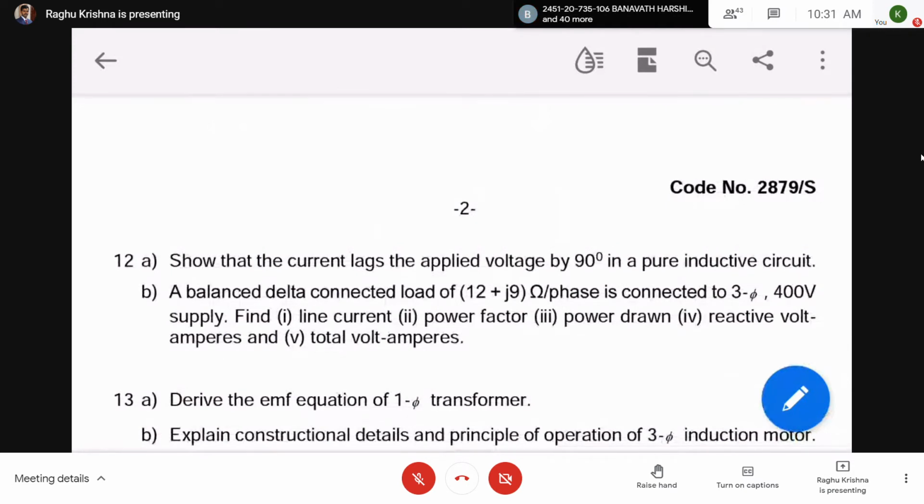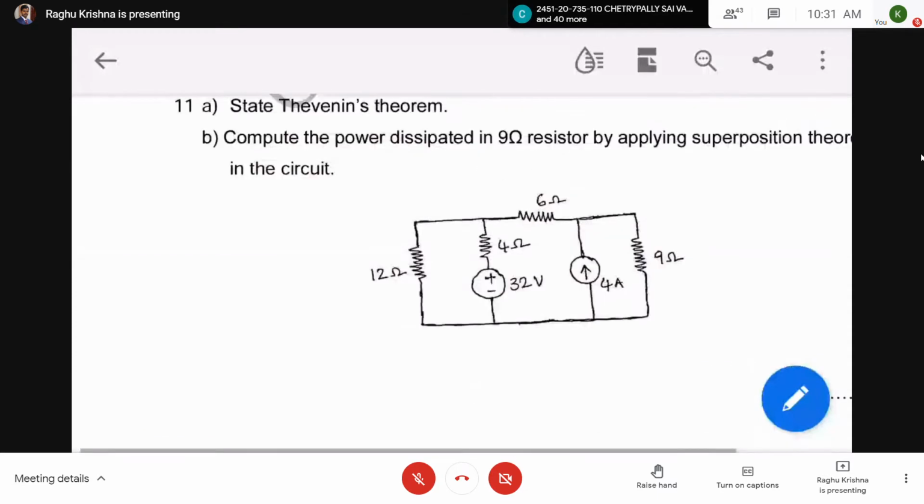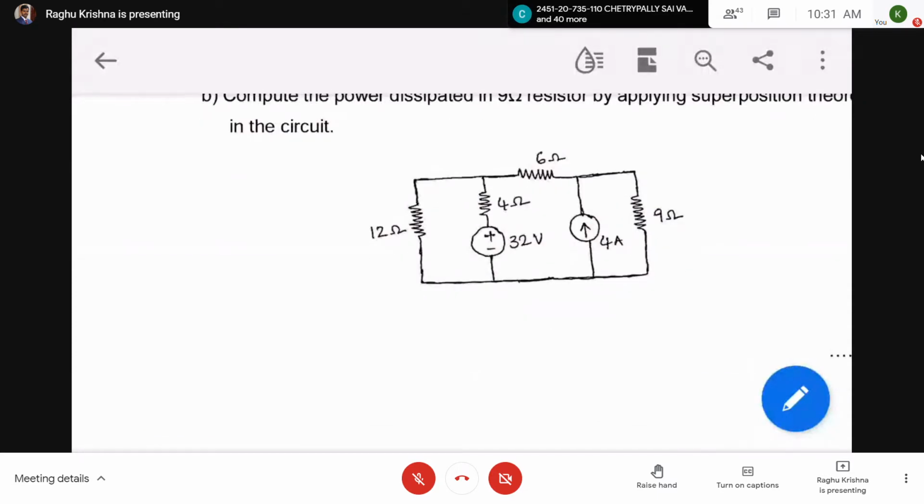12th one. 36 వస్తుంది సార్ వాల్యూ. Okay, I have to verify. I have not done the answer.